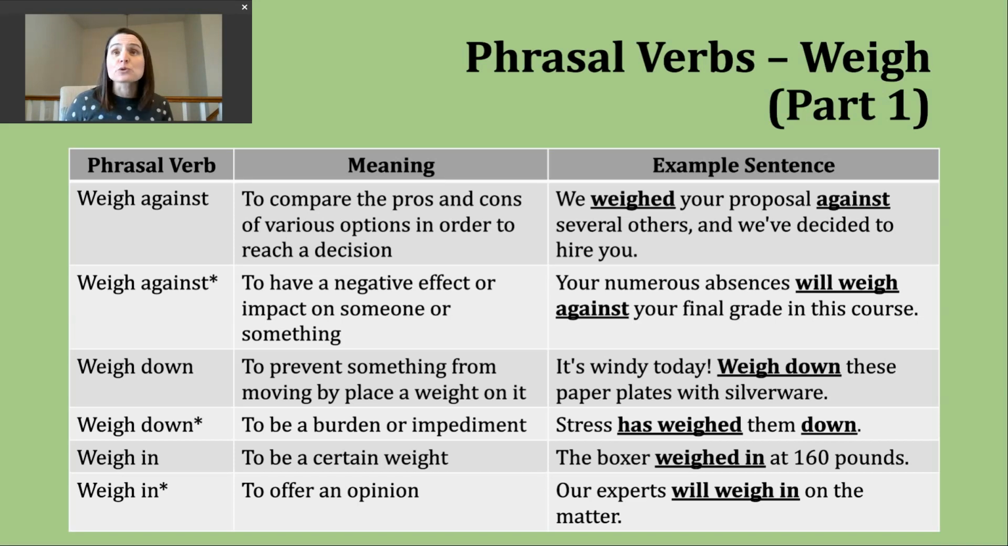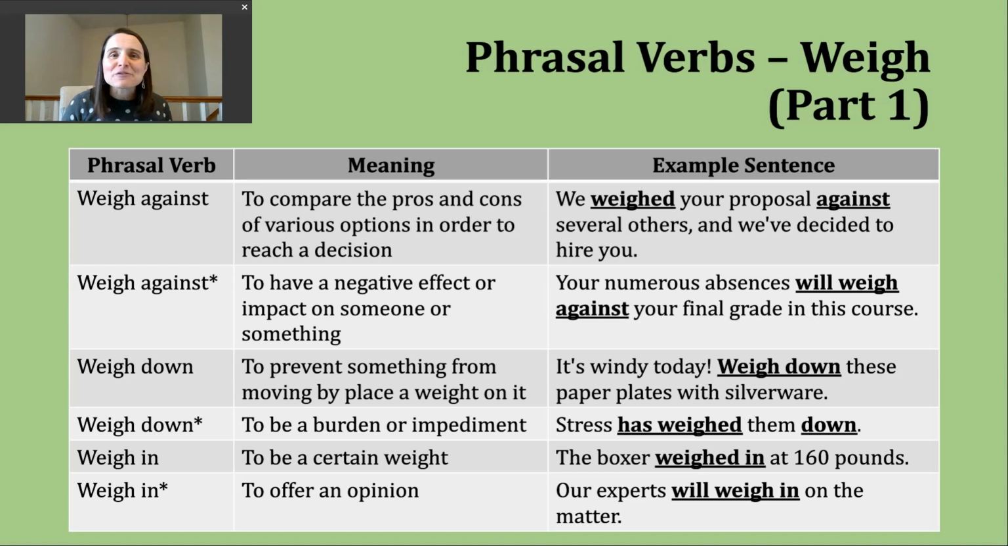A second way we can use weigh against is to mean to have a negative effect or impact on someone or something. An example of that: your numerous absences will weigh against your final grade in this course. This is a sentence that might be similar to one you've heard professors and teachers saying. This is an example of the simple future using will, and they're trying to alert you. Being absent a lot is going to have a negative impact on your final grade.